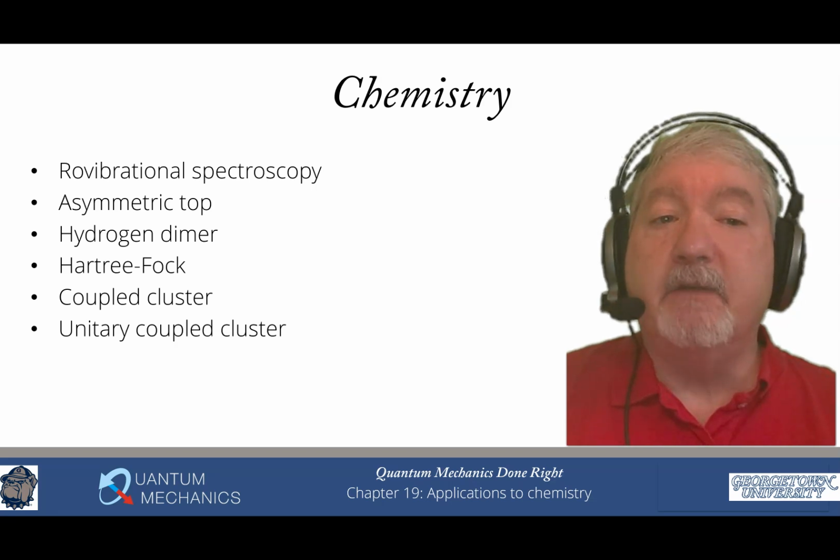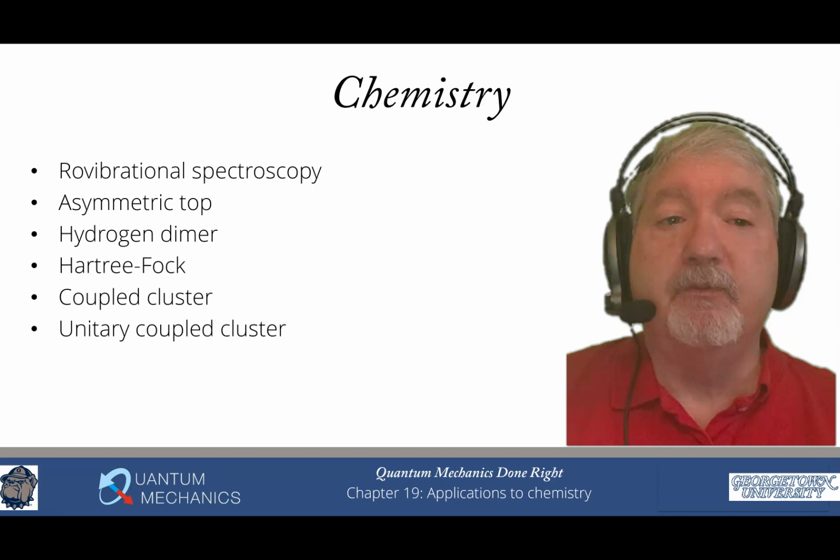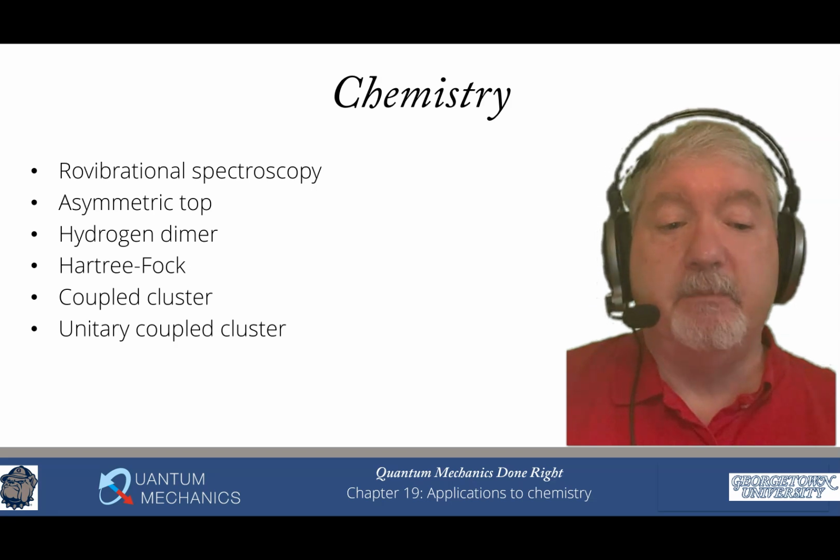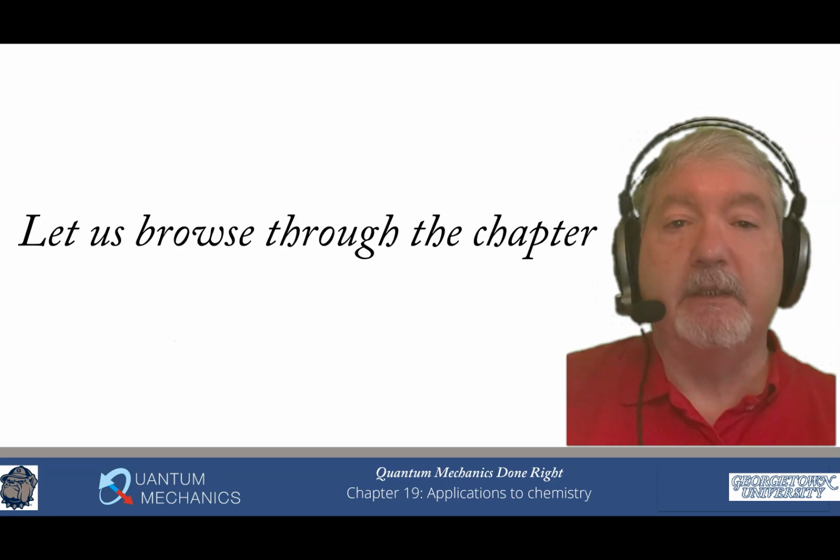So the kinds of techniques that we work on in this book really lead you into being able to do things that no one else can do. And I think that that's a really cool aspect of this way in which we do quantum mechanics.